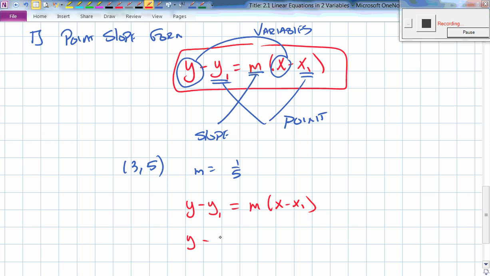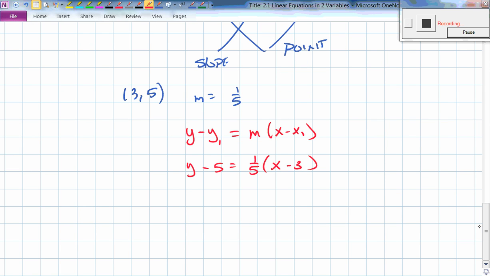So that's going to be y minus 5 equals 1/5 times x minus 3. So far, so good? You guys with me? So keep going. I get y minus 5 equals 1/5 x minus 3/5. You guys good with this part? Yeah? Okay. Then what would I do to put this into slope-intercept form? Okay, so I'm going to get y is equal to 1/5 x minus 3/5 plus 25/5.